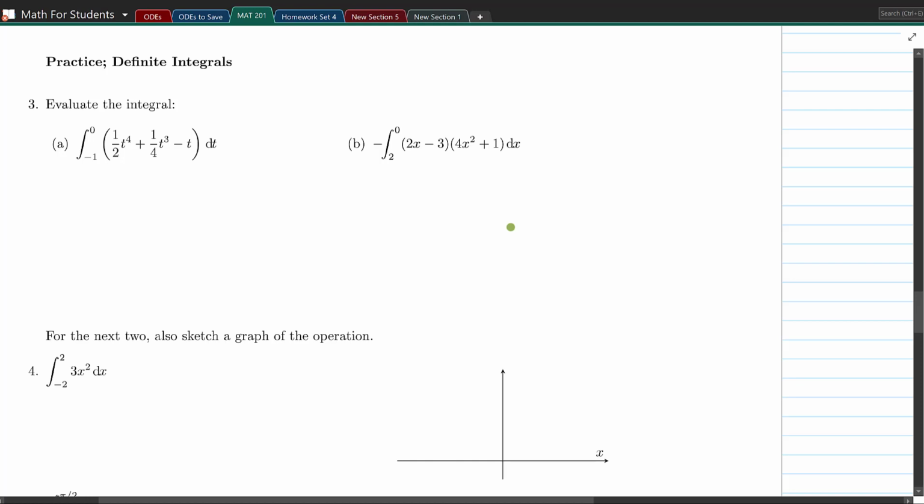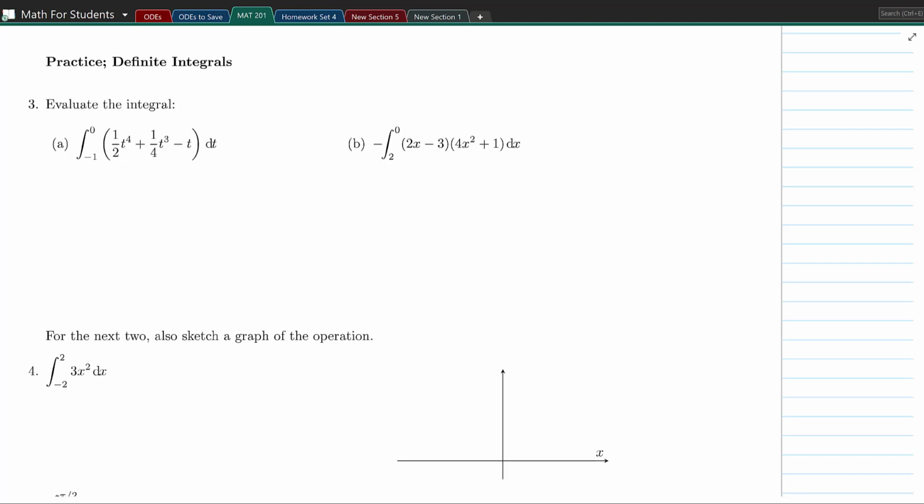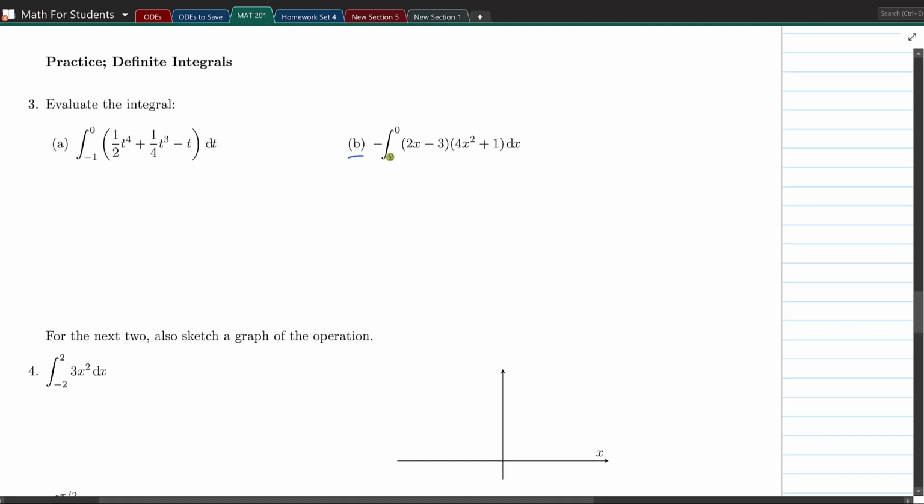Okay, folks, so I'm going to leave you guys to work number 3 by yourself, but I'd like to show you a hint for part B here. Technically, you could go ahead and evaluate part B as it stands. So one thing I would recommend doing for this is going ahead and expanding or FOILing out the integrand.